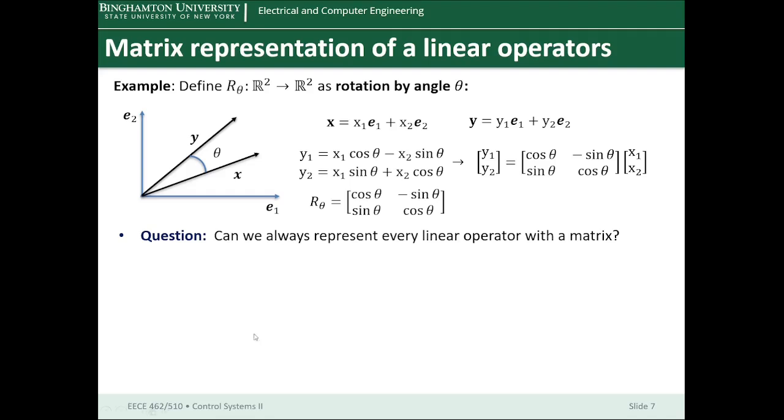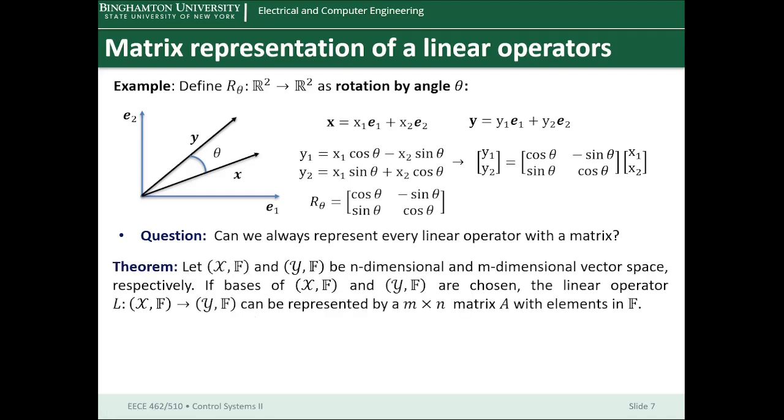Here is the formal statement. It's a theorem. Suppose X and Y are vector spaces over the same field F. Let the dimension of X be n and the dimension of Y be m. If we choose a basis of n vectors for X and a basis of m vectors for Y, then any linear operator L that maps X to Y can be represented by an m by n matrix A with entries in F.